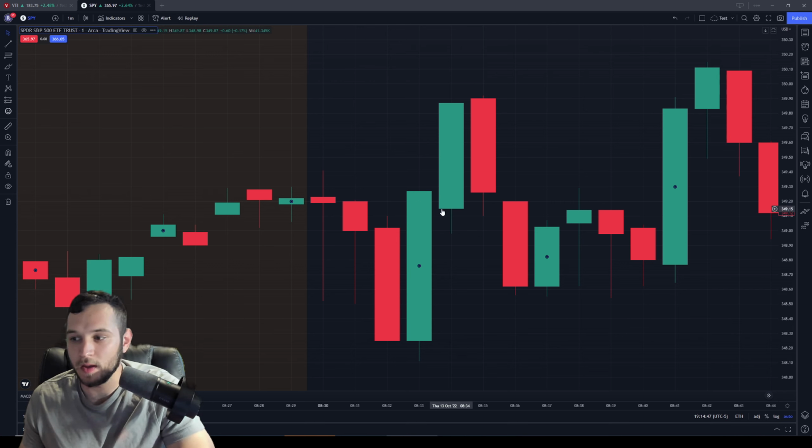We opened up at a lower value relative to the ending value. So that means it is a green candle.